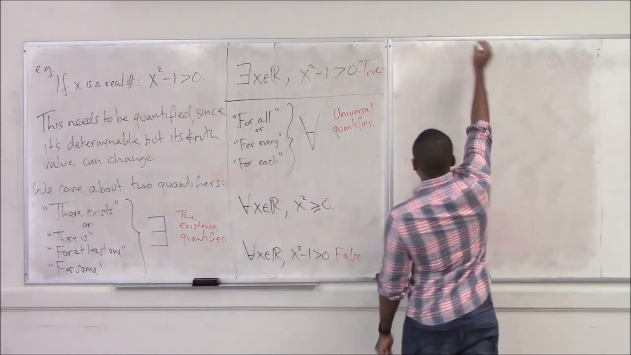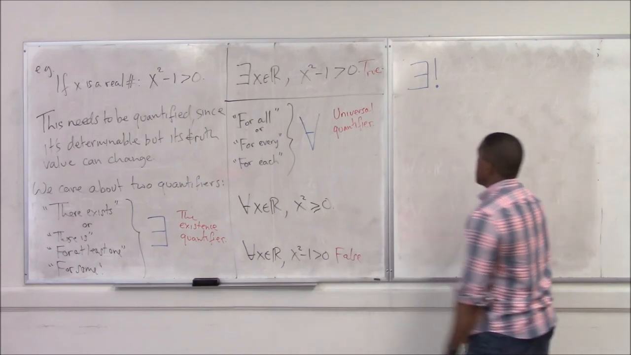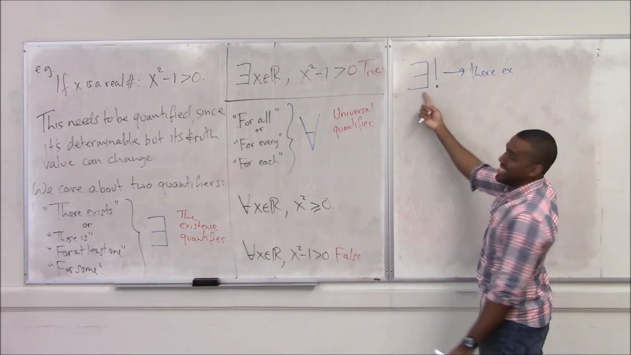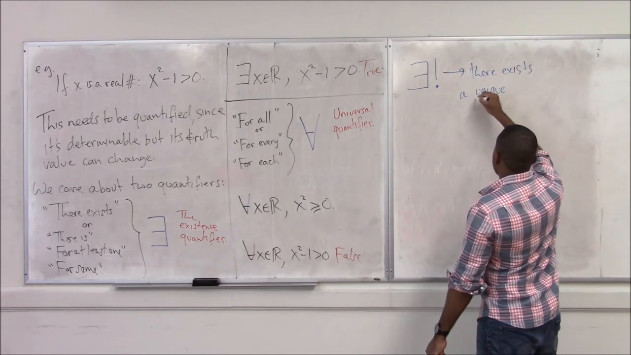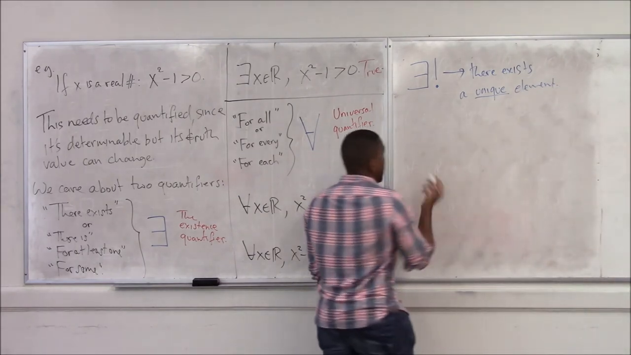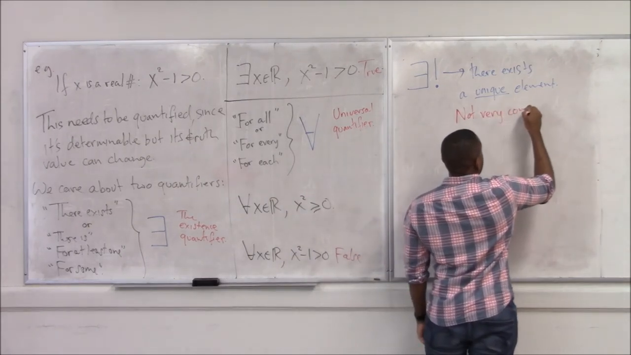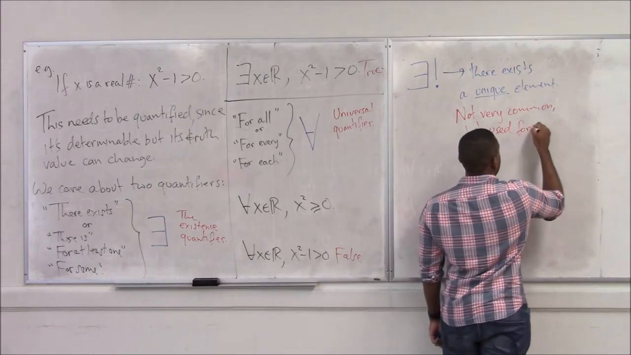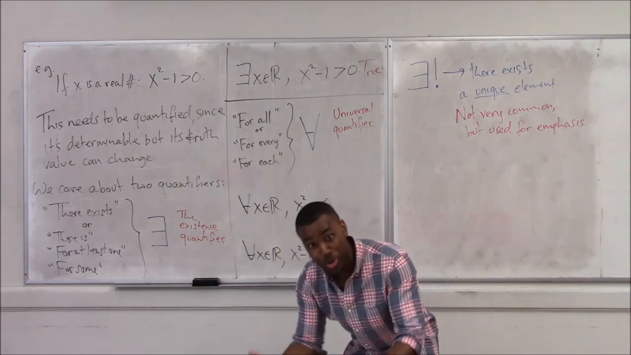There's another one that we might use sometimes, very rarely, this with an exclamation mark. What this means is, not factorial, because it's not a number, but there exists a unique element. It's not very common, but someone might use it for emphasis, especially when the fact they're about to say is surprising. Do you know there's only one person for which this is true?